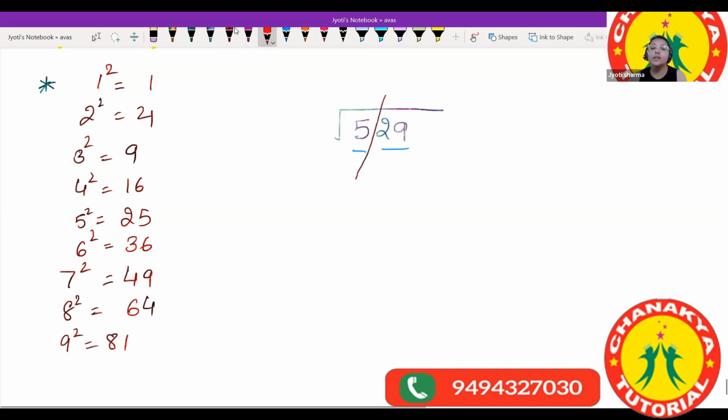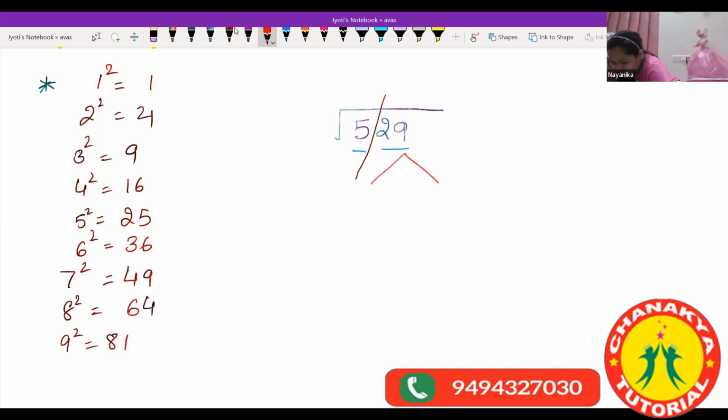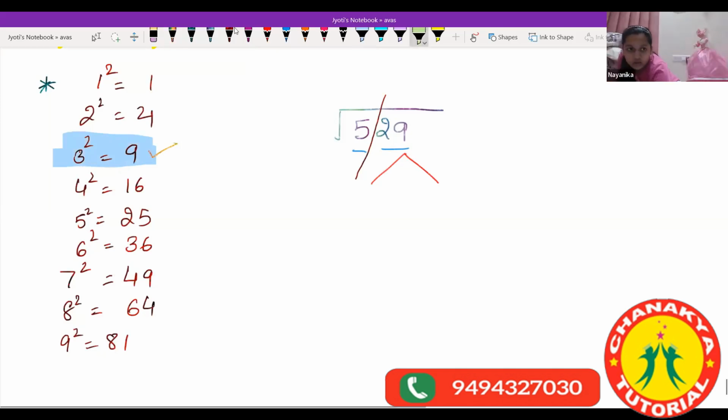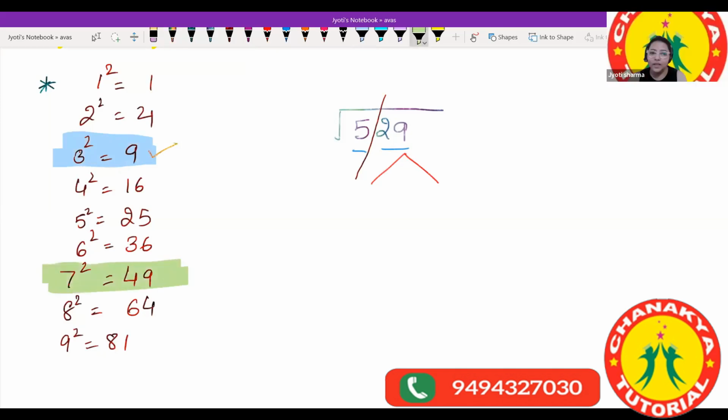Now see, if you take a square, on which number are you finding 9? If you take a square of 3, the square of 3 ends with 9, and the square of 7 also ends with 9. So you have two options as your answer.